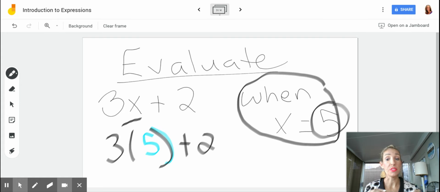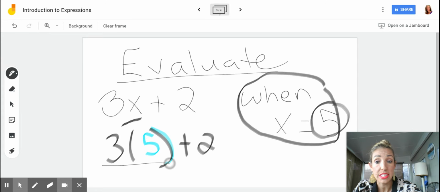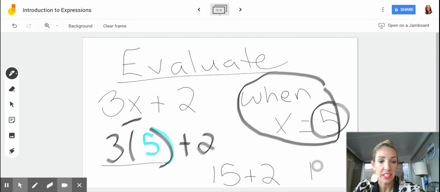Notice I used parentheses, which is another form of showing multiplication. The 3 and the x touching each other, whenever you have a coefficient and a variable touching, means multiplication. So when I have that 3 and then I open up a set of parentheses, and that 3 touches the parentheses, again, it's multiplication. So to evaluate, you would multiply 3 times 5 and get 15, then add 2. So your final answer is 17.